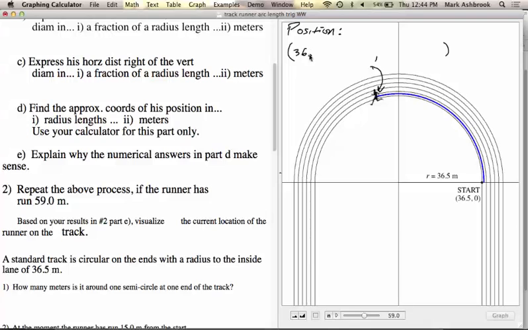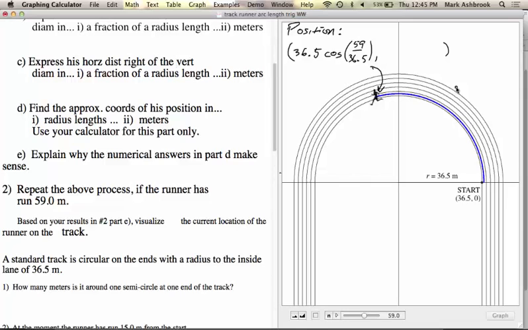36.5 cosine of what divided by? How'd she do? Nailed it. Okay. What's the 59 over 36.5? What does that represent? No, just the 59 over 36.5. That's the angle, right? That's the input into cosine. It's going to be that angle measure, which is the same as how many radius lengths the runner has run, right? That's how many radius lengths the runner has run.